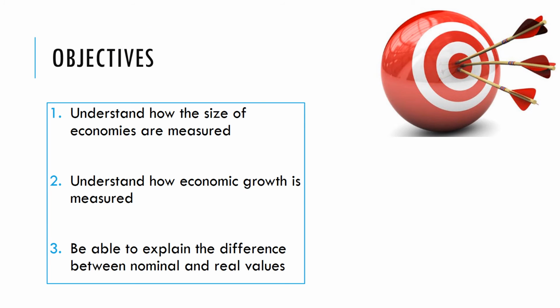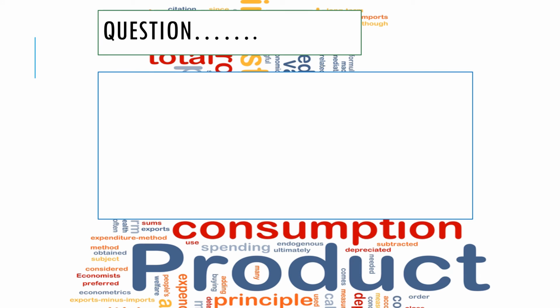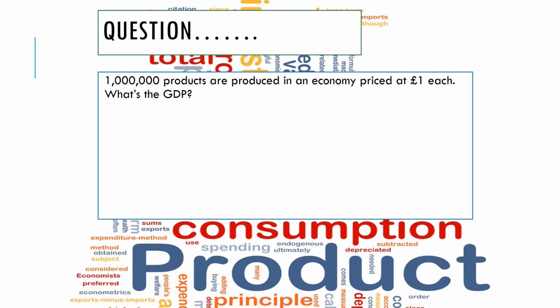So we looked at economic growth. Let's move on to look at nominal and real values. So I'm going to pose you a question. Imagine 1 million products are produced in an economy and each is priced at £1. What would be the GDP, the gross domestic product, the value of all products produced in that economy? Well, you're right, it would be £1 million.